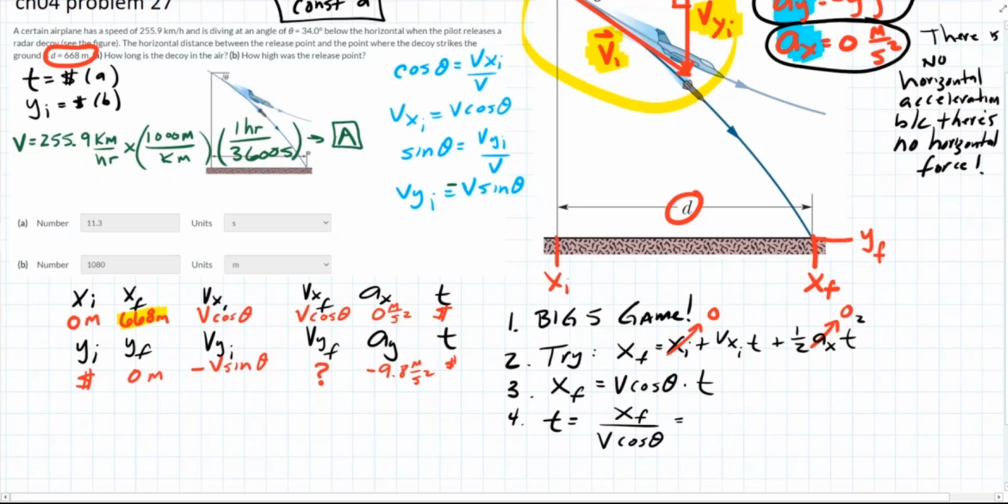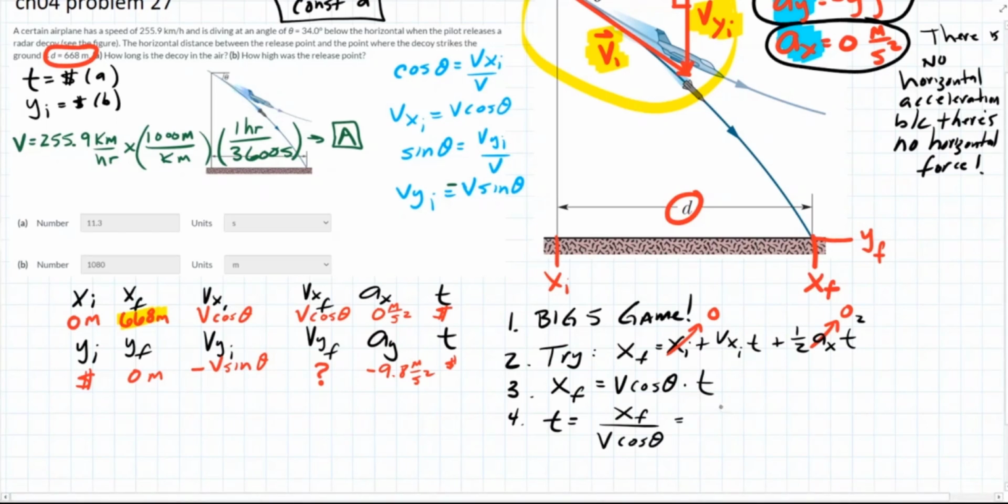Okay, so let's see what that is. What is 255.9 times 1,000 divided by 3,600? Store alpha A. I'm going to just repeat it: 255.9 times 1,000 divided by 3,600. And I'm getting the same answer twice.